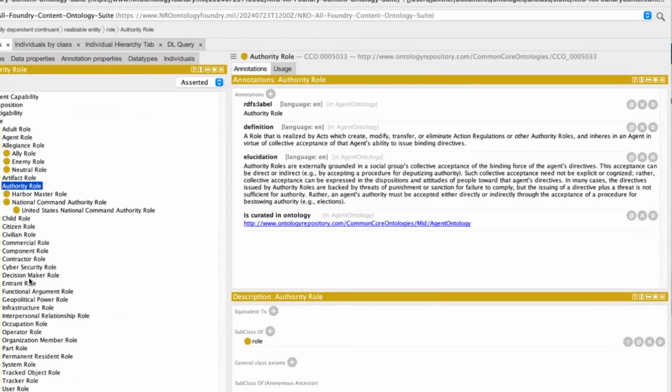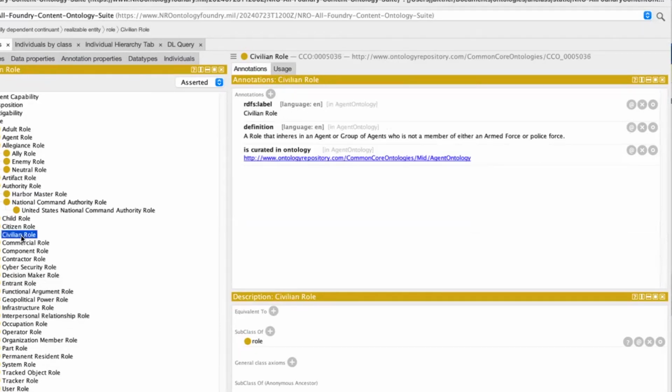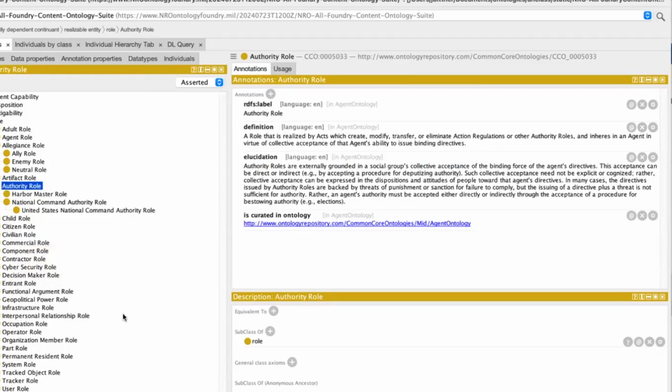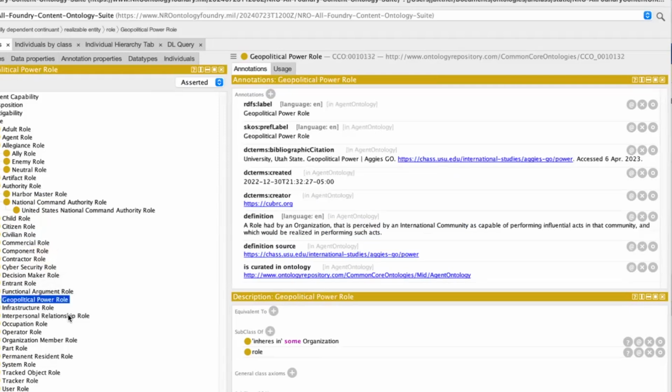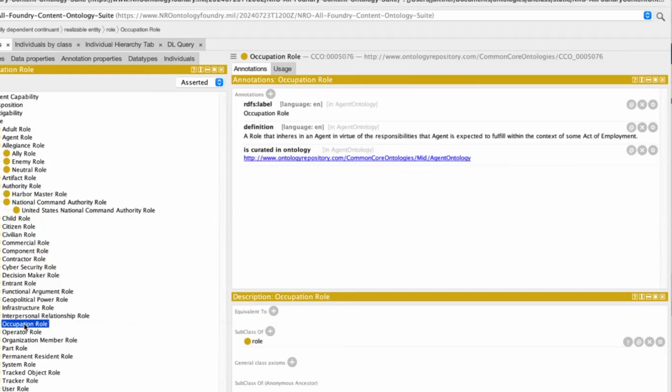We have civilian role: a role that inheres in an agent or group who is not a member of the armed services. And immediately I'm like, he's kind of both in various ways. If I'm looking at all the roles here, I'm not going to go for the geopolitical power role. I would just put him under occupation role, because his occupation was president. Active employment. Geopolitical power role only applies to organizations. So we can give him an occupational role as president.